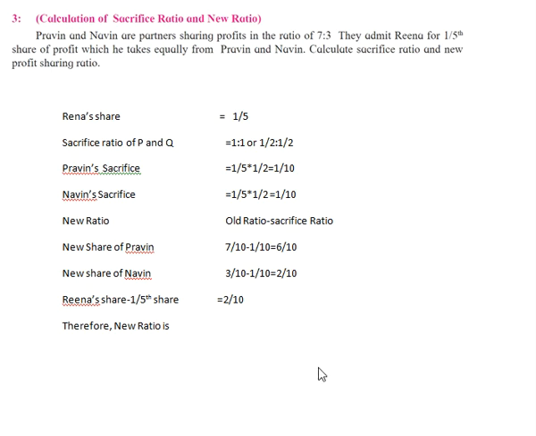Reena's share is 1/5, so she will get 2/10. Therefore the new ratio is 6 is to 2 is to 2. You can also reduce it, so it becomes 3 is to 1 is to 1.